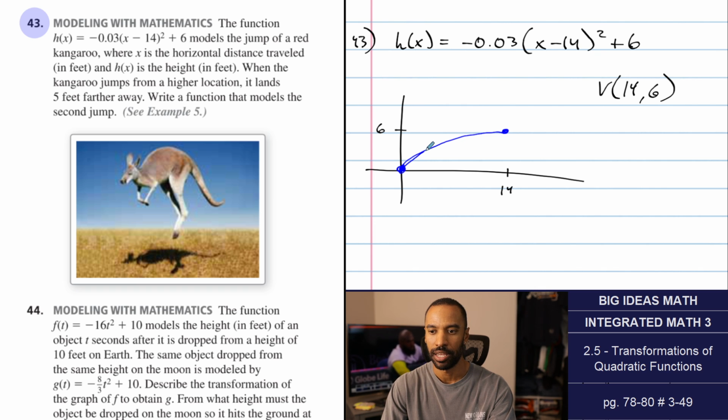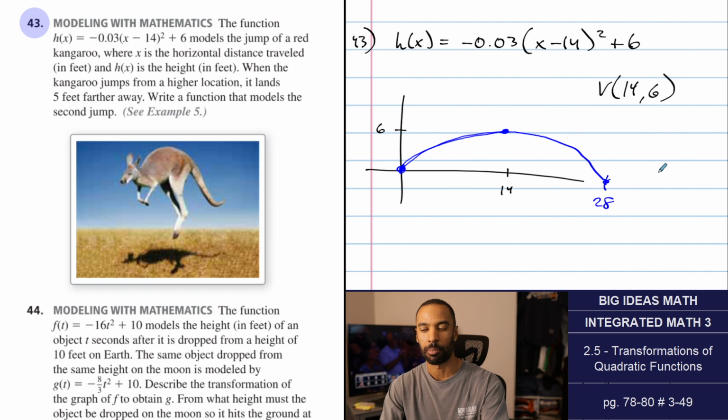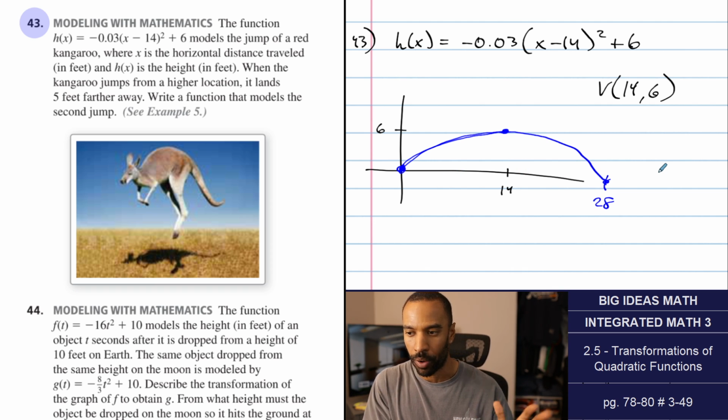It jumps from the ground, it launches 14 feet outward and 6 feet in the air. I don't know if kangaroos do this or not. That's a huge half of a jump. And then it goes all the way back down. And if it does truly, maybe this is actually hitting at 28, which is double 14, right? Maybe it's doing that. We need it to go 5 feet farther away from whatever it is.